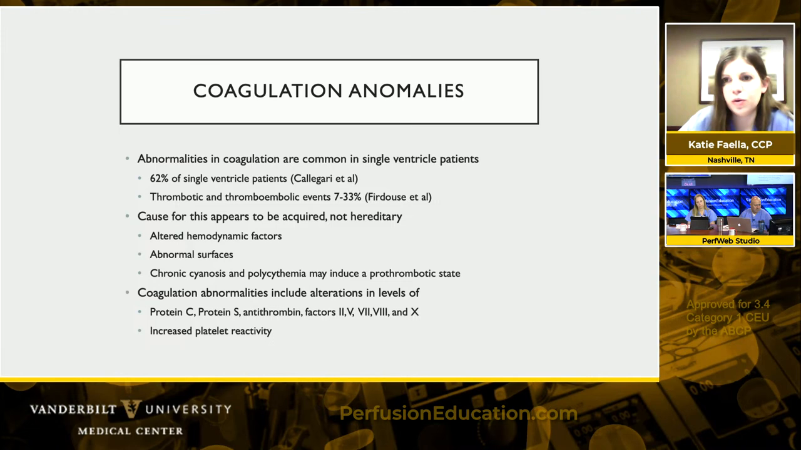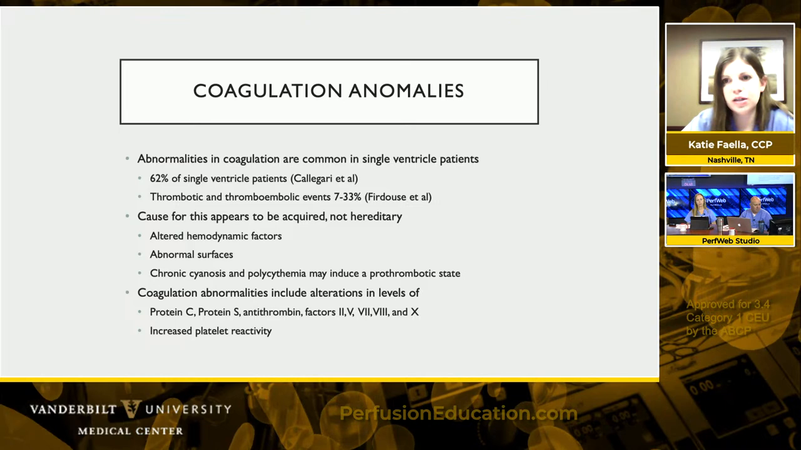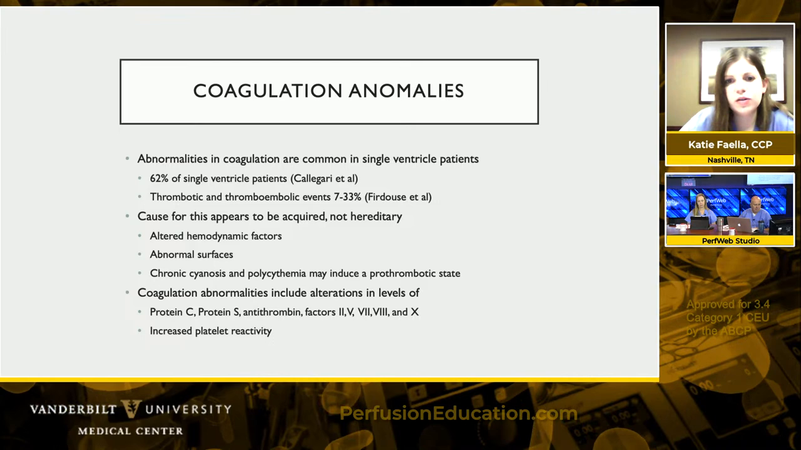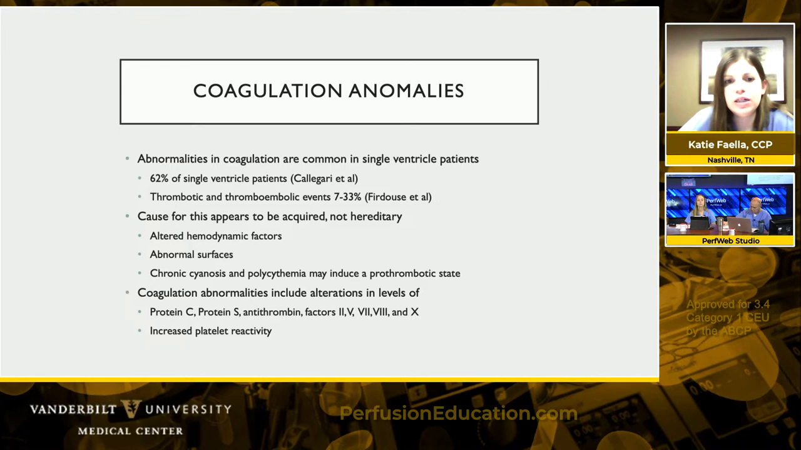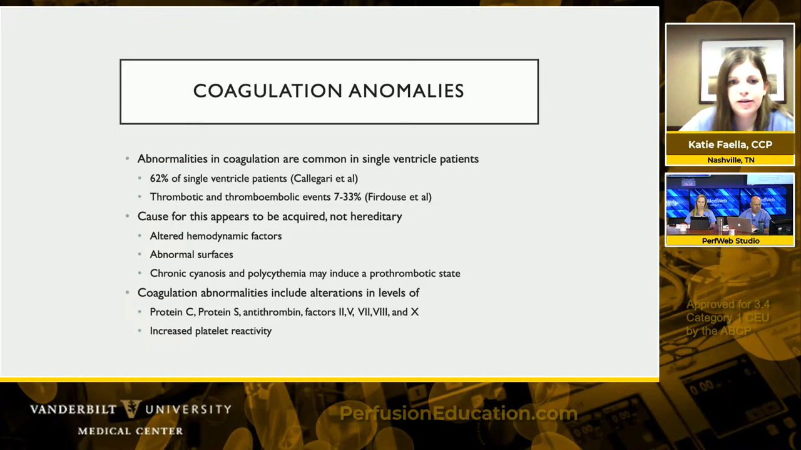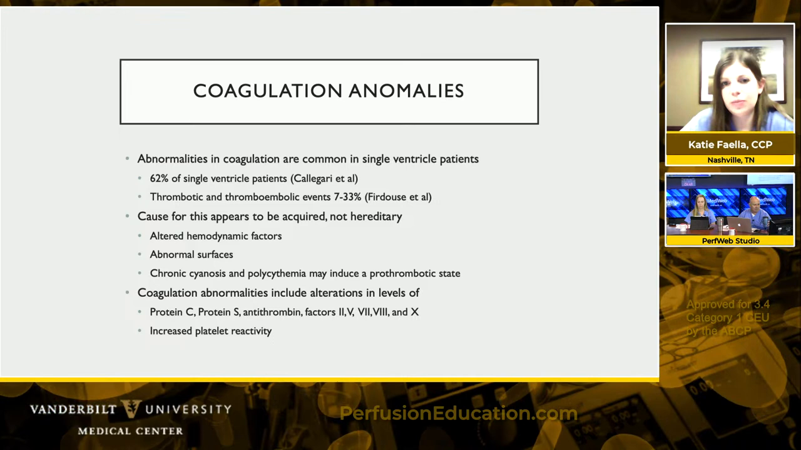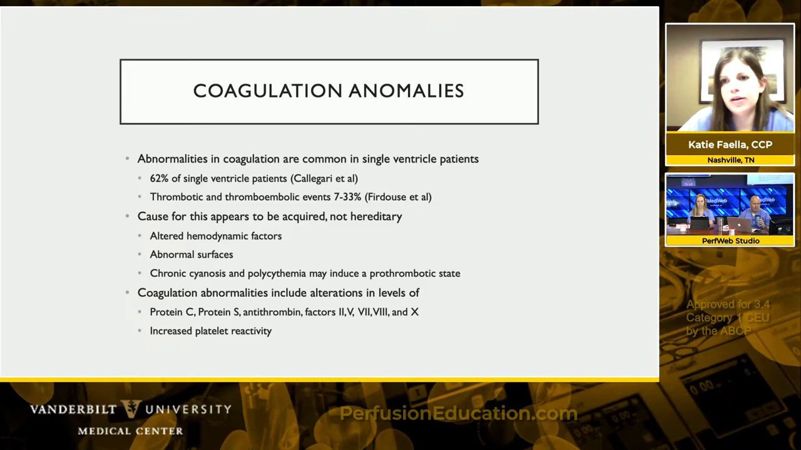There are abnormal surfaces, you might have prosthetic material and surgical scars. And chronic cyanosis and polycythemia also can induce a prothrombotic state. The abnormalities that can be seen include alterations in levels of protein C, protein S, antithrombin, and factors 2, 5, 7, 8, and 10. There can also be increased platelet reactivity. So again, if you're seeing one of these patients, keep in mind that they might not behave the way that you think they would when it comes to your anticoagulation and your ACTs.